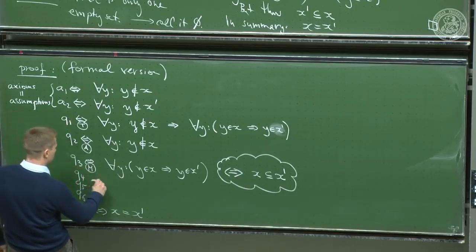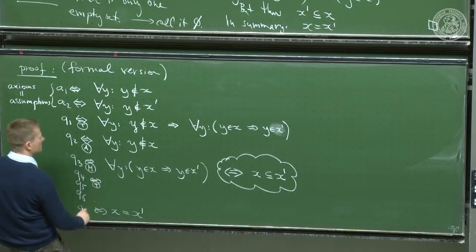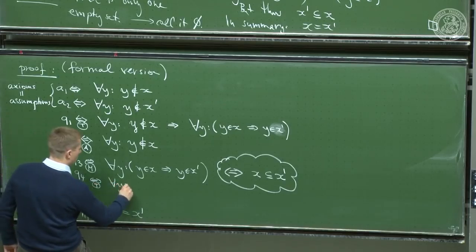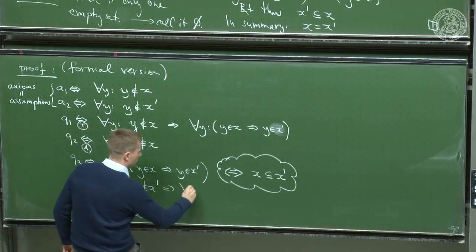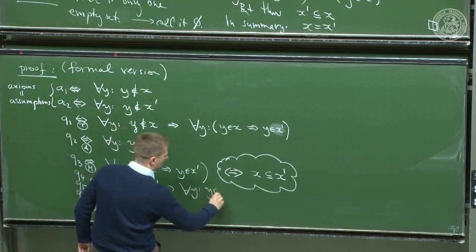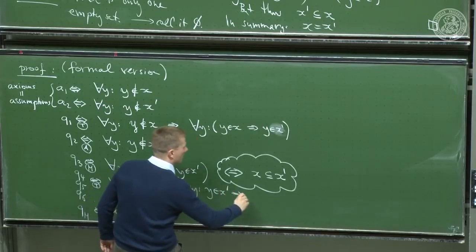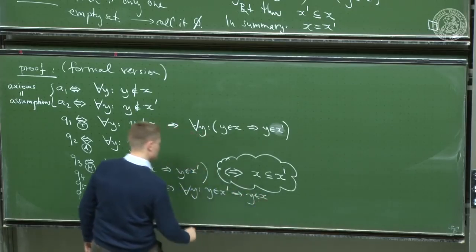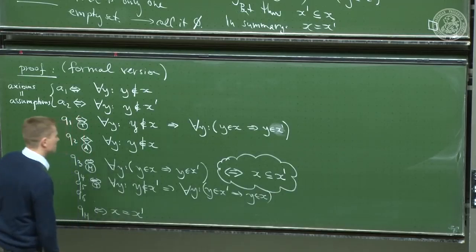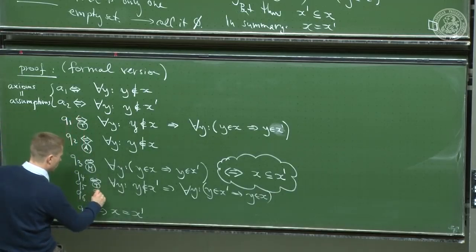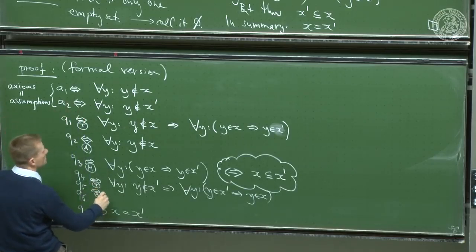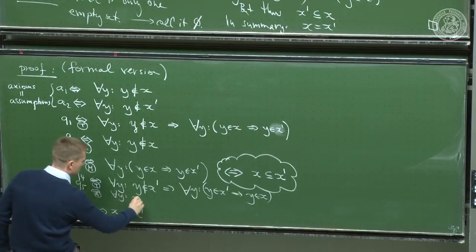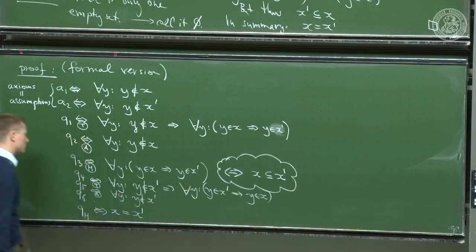Okay, let me write them down quickly. You again employ a tautology. You say for all y, y not an element of X prime implies, for all y, y in X prime implies y in X, because this is a tautology. Q5, you pull the second axiom A2 down here. So you write for all y indeed, y not an element of X prime.